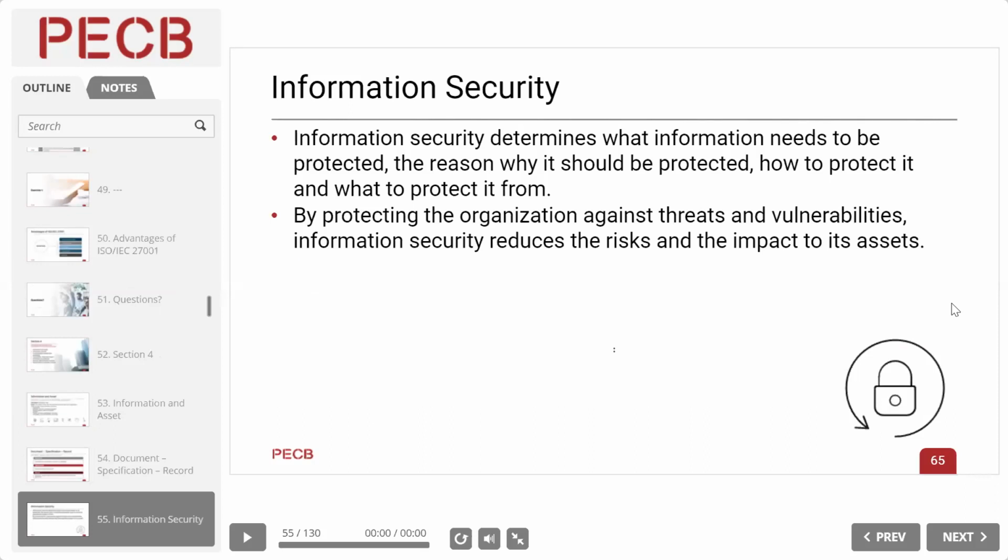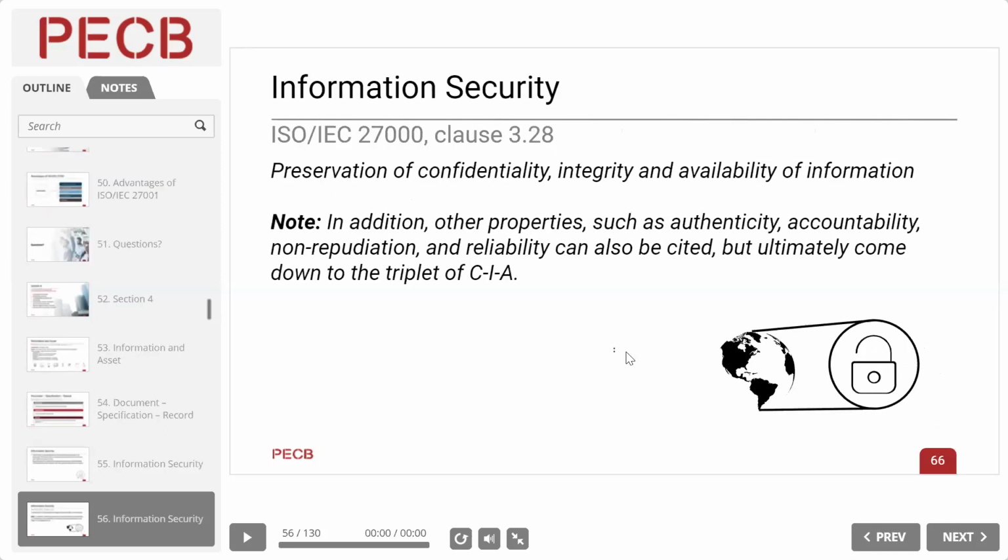So what is information security? Information security determines what information needs to be protected, the reason why it should be protected, how to protect it, and what to protect it from. By protecting the organization against threats and vulnerabilities, information security reduces the risks and the impact to its assets. So basically, that's what we're doing with information security.